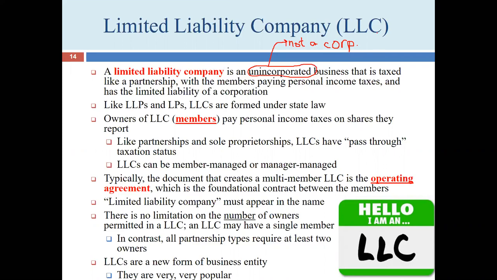So a limited liability company is something other than a corporation. It is taxed like a partnership. Okay, so we get that pass-through taxation that we've talked about before, with the members paying personal income taxes, and it has the limited liability of a corporation, which is, of course, the same type of liability that we've seen with the LLPs. So an LLC is taxed just like an LLP, and it has the limitations on liability that we've seen with an LLP. So it's pretty similar to an LLP.